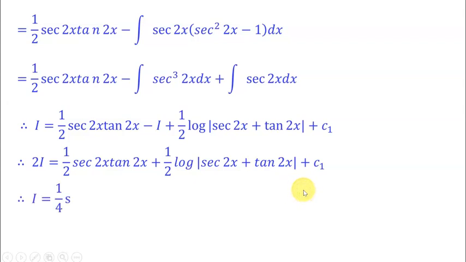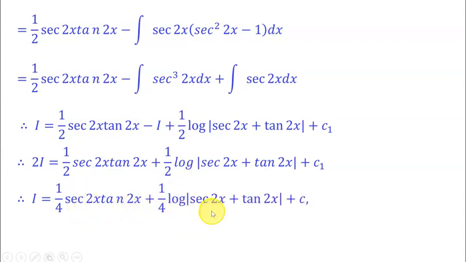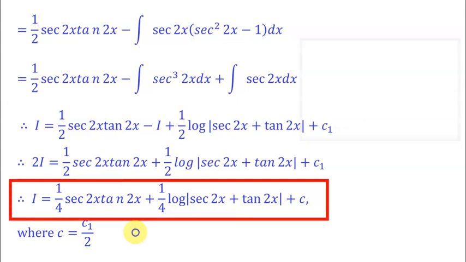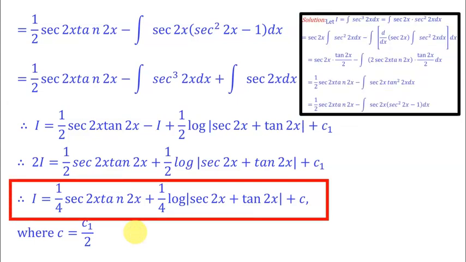Then after simplification, you will get 1 by 4 sec of 2x into tan of 2x plus 1 by 4 log of mod of sec of 2x plus tan of 2x plus c, where this c is nothing but c1 upon 2. And this is the answer. See this here, complete solution.